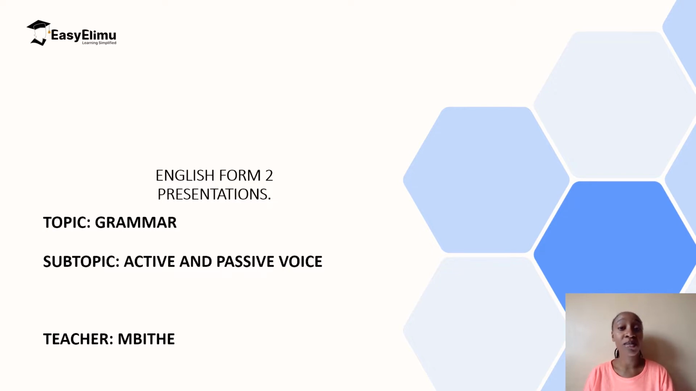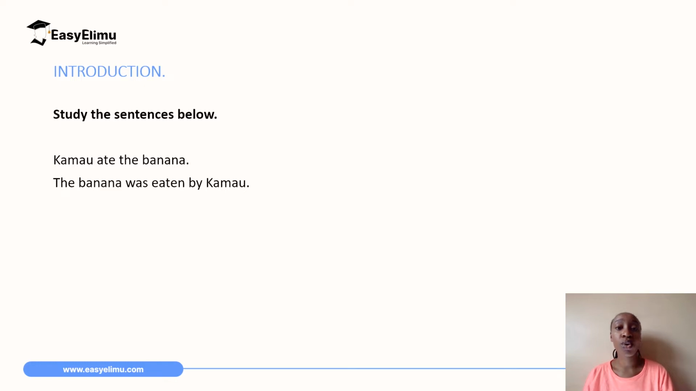This is something that was introduced to you in Form 1, so this will be more of a recap and revision. Before we proceed, we can have a look at those two sentences. These will be our base examples throughout this session. They're going to guide us as we navigate both the active voice and the passive voice. The first sentence is, Kamau ate the banana. And the second sentence, the banana was eaten by Kamau. So just have them at the back of your mind. We are going to use them throughout this session.